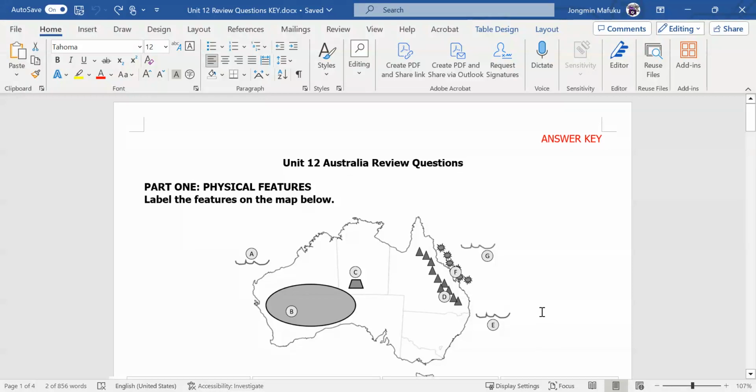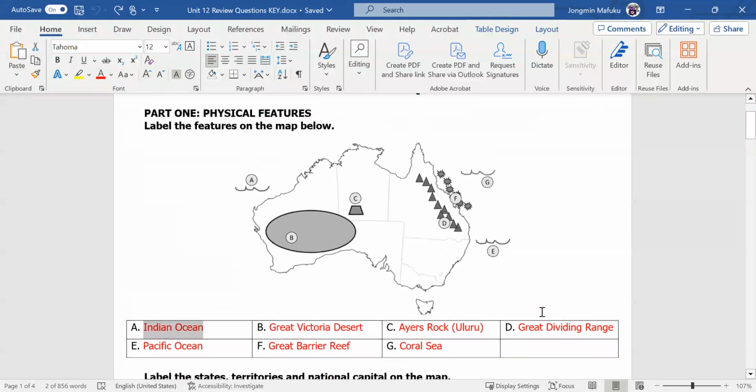I put all the answers already, so you can pause at any time to check over, put down the answer, or if you just want to copy down the answer so that you can remember it. So let's go ahead and start.